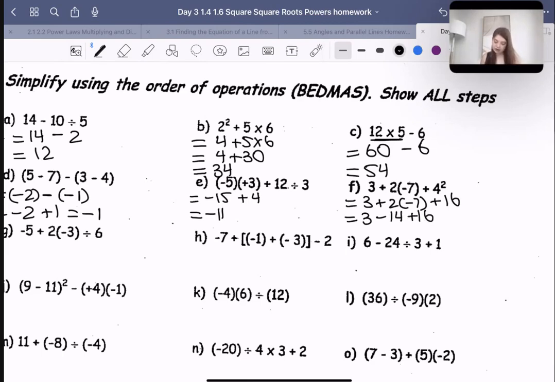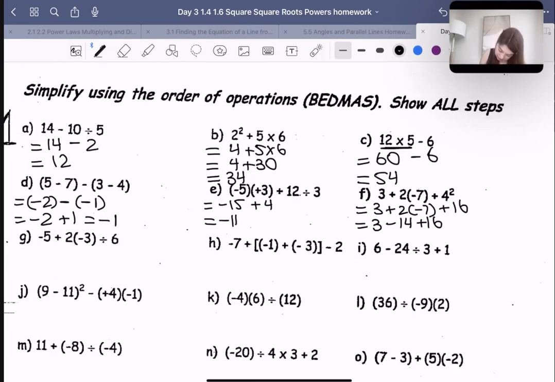Now, is there any addition or subtraction? Yes, there is. There's both. So we just do it in the order it comes in. So 3 minus 14 is negative 11. So now we have a negative 11 plus 16, which is 5. And so 5 is our final answer there. Very good.